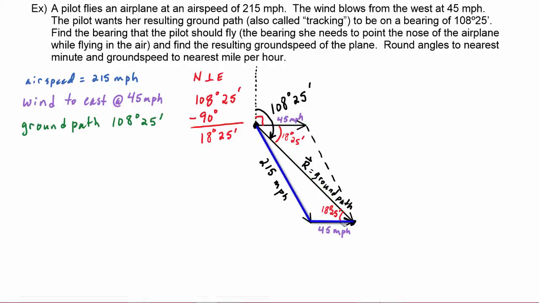We have two sides in our triangle and a non-included angle. So we are going to have to use law of sines. So let's call this angle right here alpha.